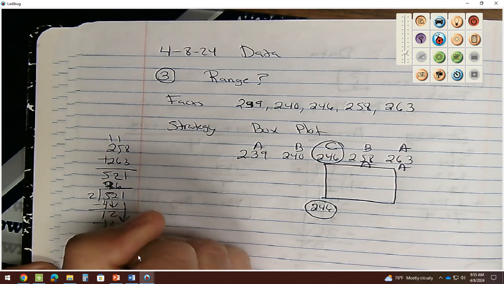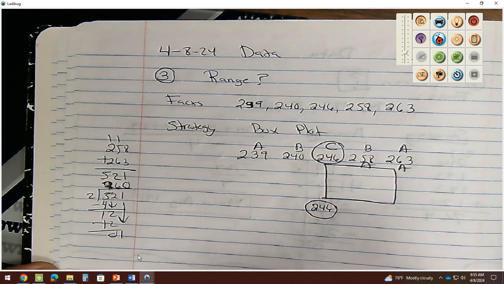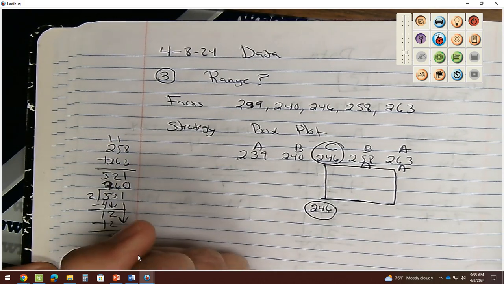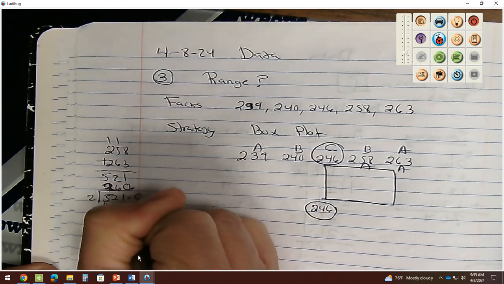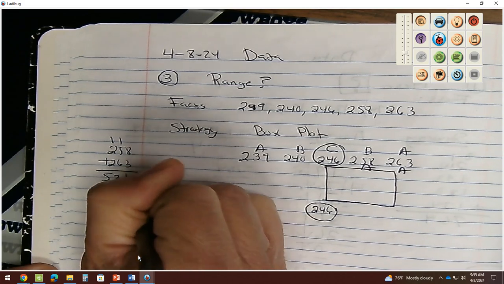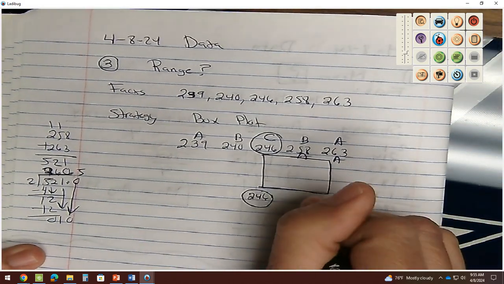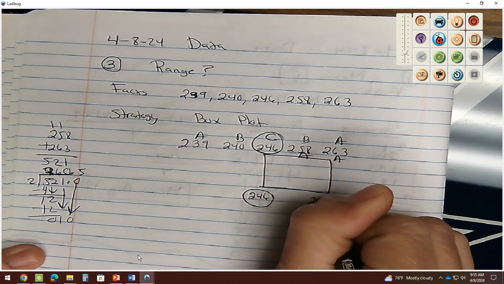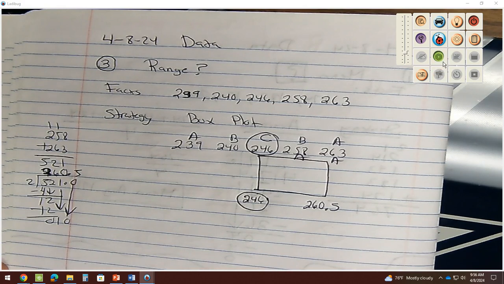Bring down the 1. That'll be a 0. 26.5. Okay? Decimal, 260.5.